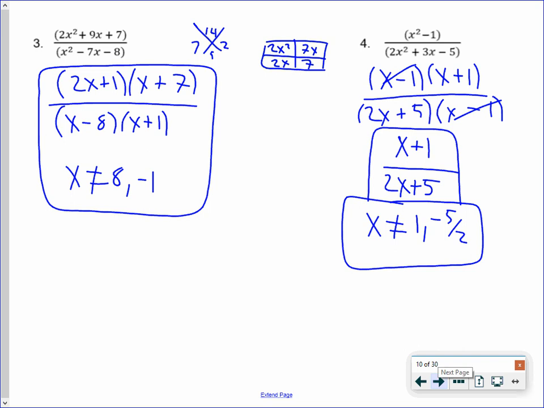Number 3, the top would have factored out into 2x plus 1 times x plus 7, and the bottom would factor out into x minus 8 times x plus 1. And if you tried to find your excluded values, you didn't need to, but I decided to anyway. You would have gotten x cannot equal 8 or -1. Nothing really cancels out from the top or bottom, so that's what you're left with. Okay?